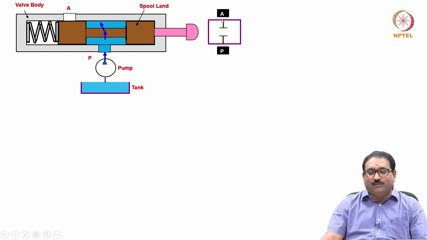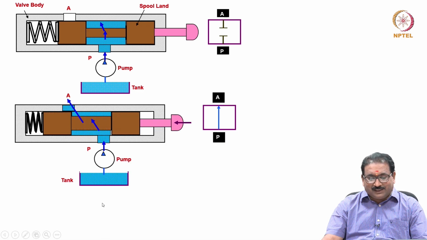Then when will A receive the flow? When you push this. When you push this, what happens? Using the push rod, the spool will push and compress the spring. Only then is P going to A. How is it? You see here. I pressed this, the spring is compressed, flow is taking place from P to A now. A is receiving the flow from P.